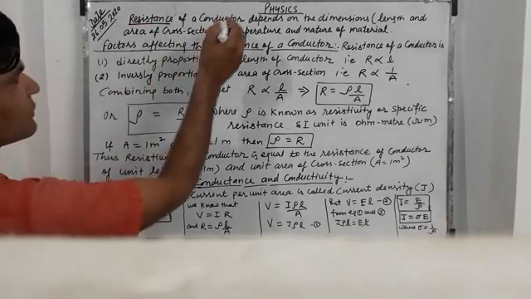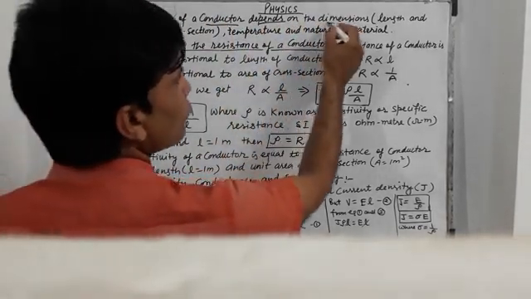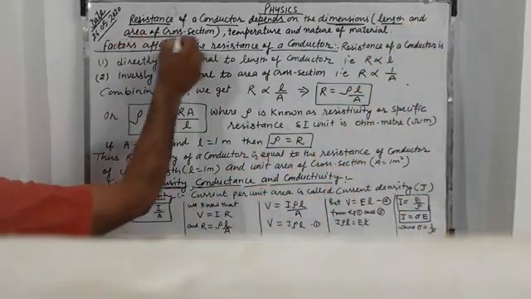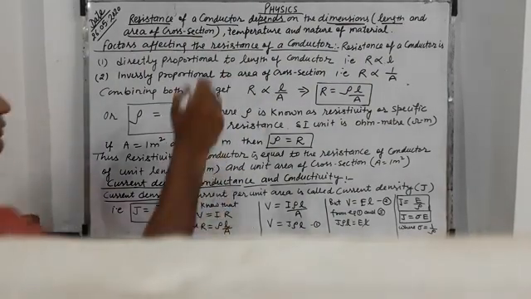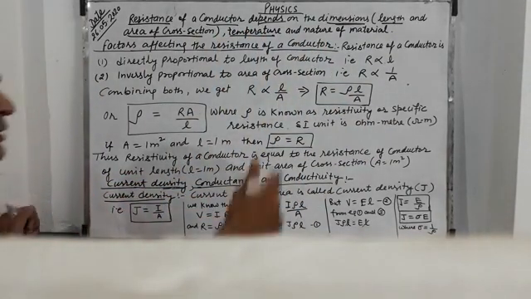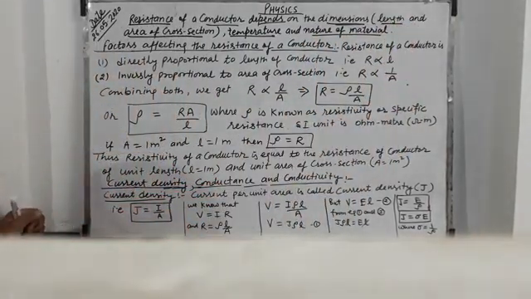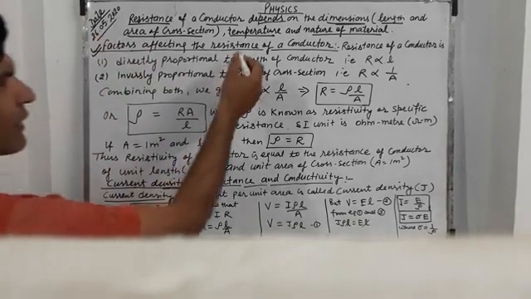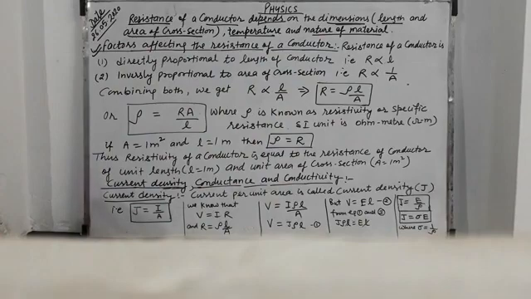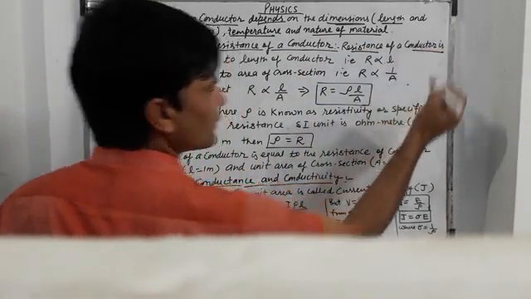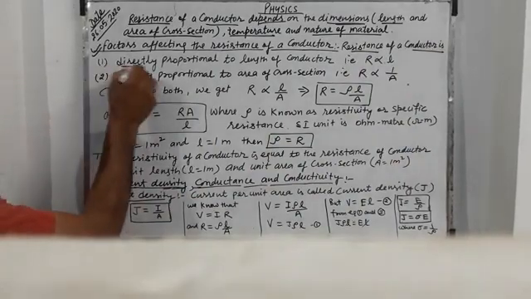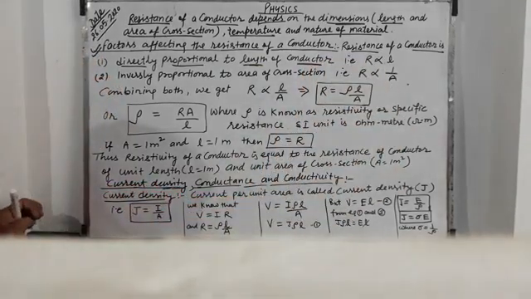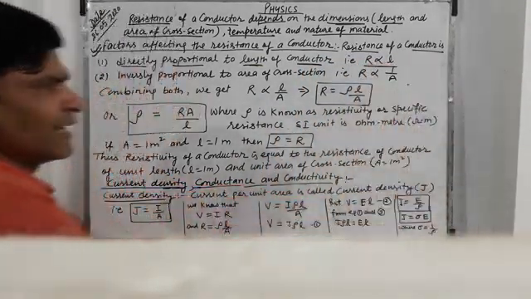Okay, the resistance of a conductor depends on the dimensions, meaning the length of the conductor and the area of cross section of the conductor, the temperature of the conductor, and the nature of the material of the conductor. Now, some factors affecting the resistance of a conductor. The resistance of a conductor is, first point, directly proportional to the length of the conductor, that is R proportional to L.